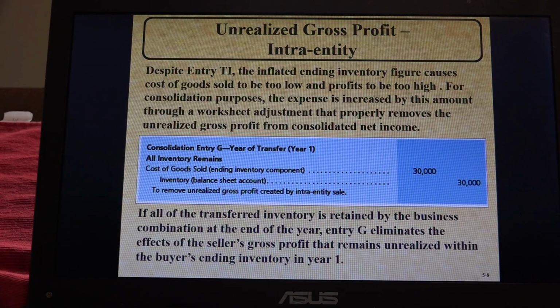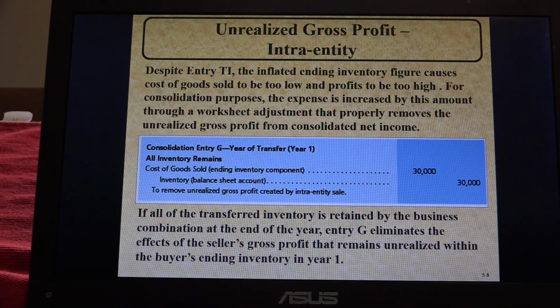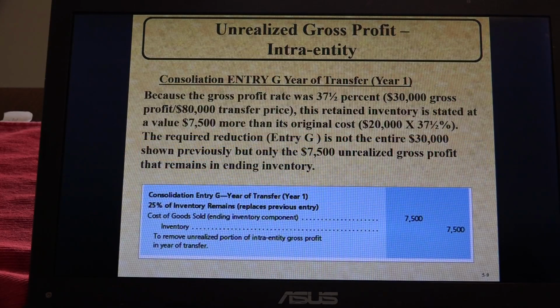And so this example is if all of the transferred inventory is retained by the business combination at the end of the year. What normally happens is they sell a part of a transaction to outside parties, and you're left with only a part of the intra-entity transaction. And so this next example is that instance.